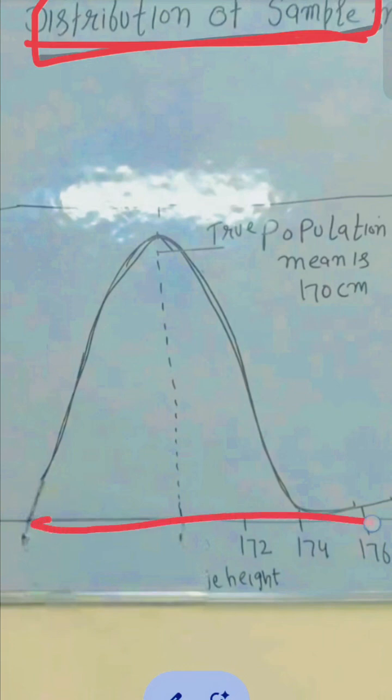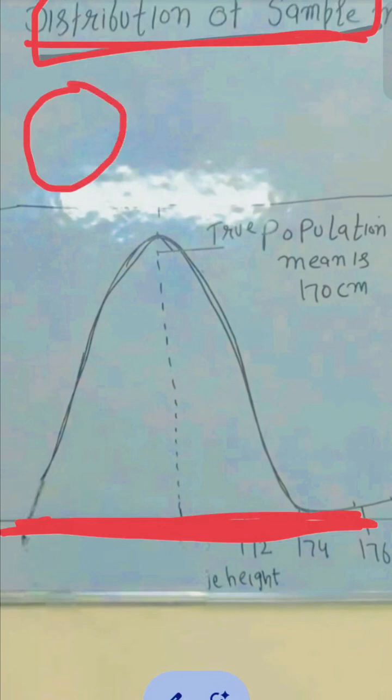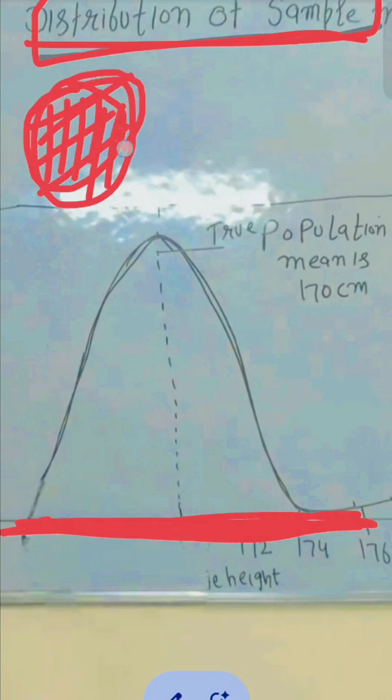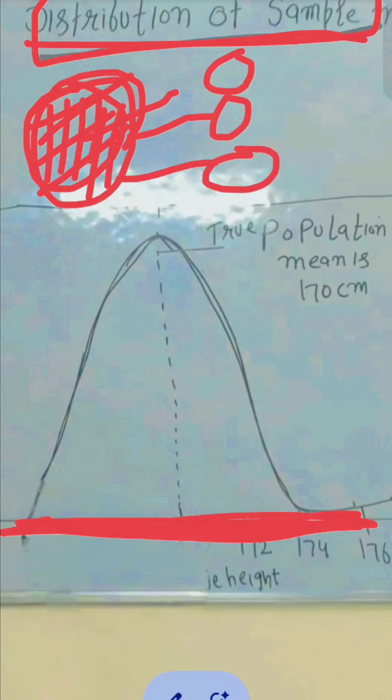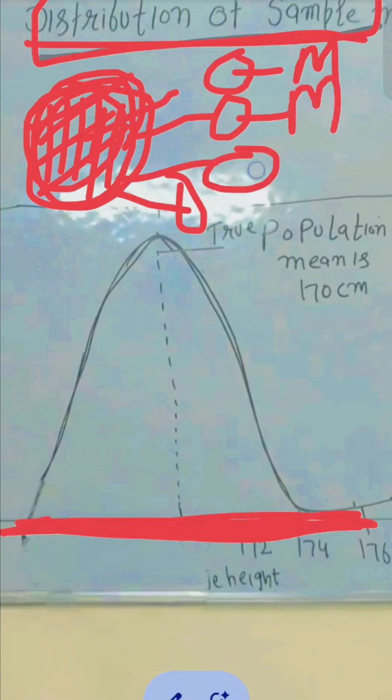We have this line, and in this line we have a population. We cannot study the whole population because studying the whole population is impossible. So we take sample 1, then we take sample 2, then we take sample 3. So for example, we take sample 4. We have derived 4 samples from this population. Then we have the mean of sample 1, mean of sample 2, mean of sample 3, and mean of sample 4.